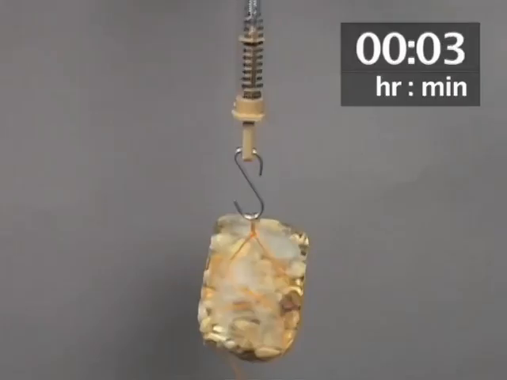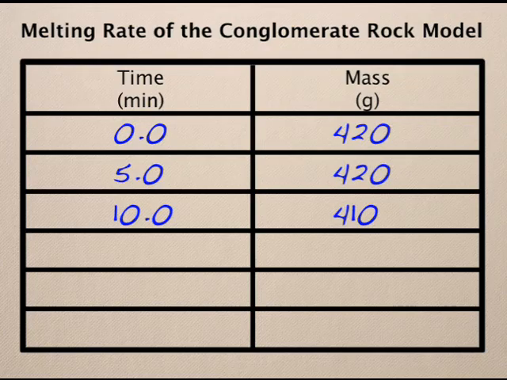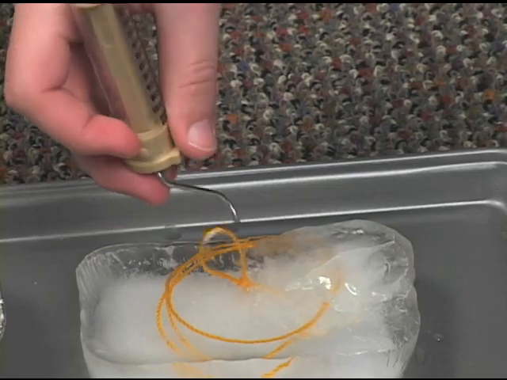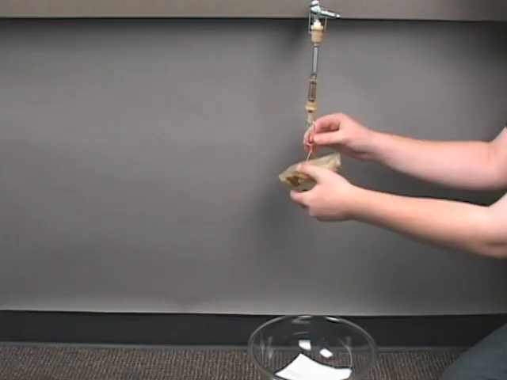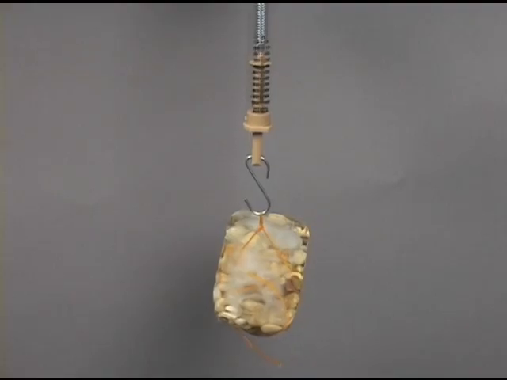We measured the mass of the conglomerate rock model every 5 minutes until there was too little ice left to measure. Each time, we recorded the mass and time in the data table for the melting rate. The same was done with the rock made of pure ice. You will be provided with the data from this experiment to analyze. This should solidify your understanding of how models are used in science.